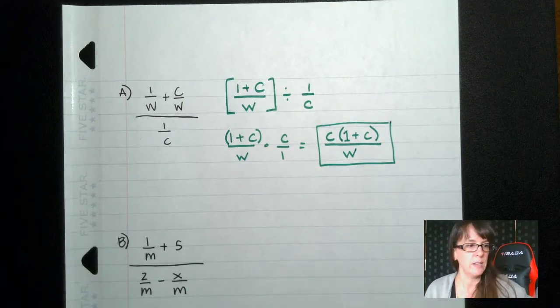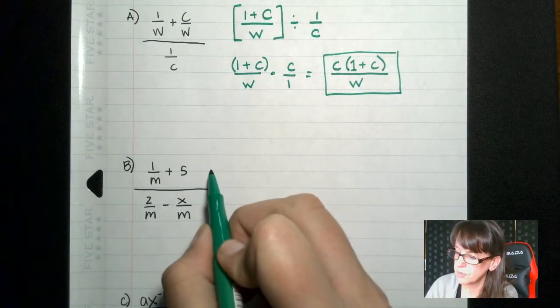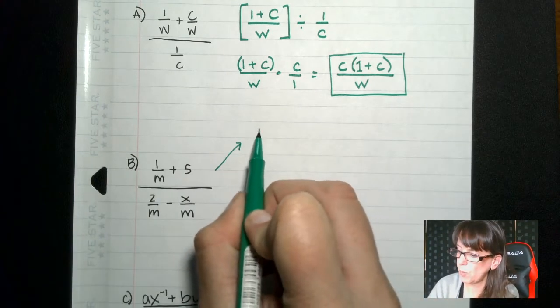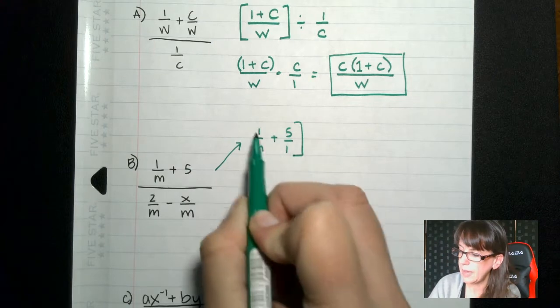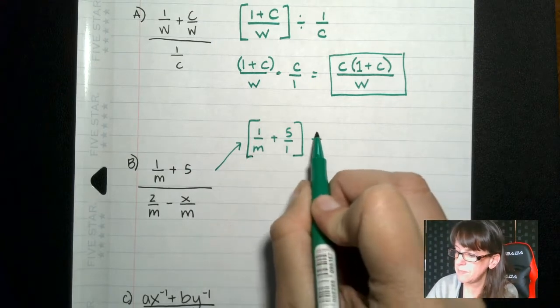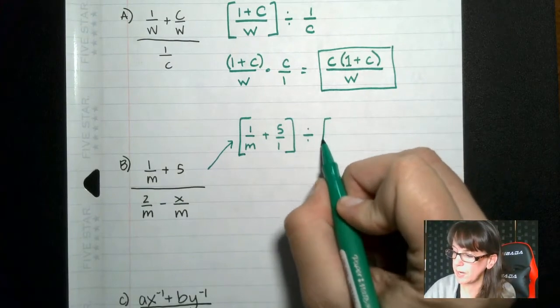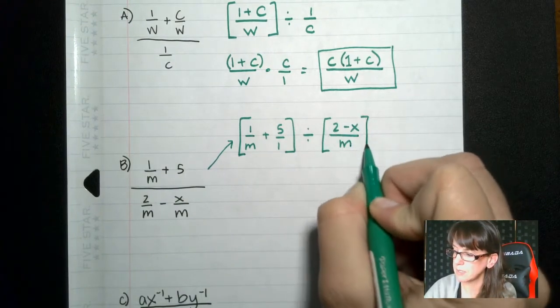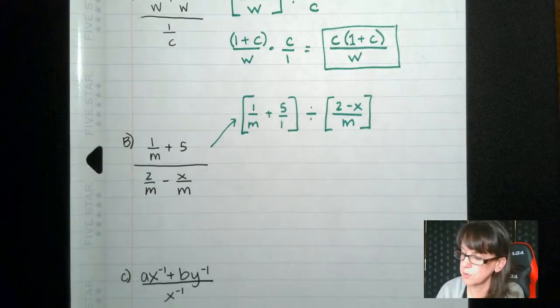Okay, so then we have this guy down here. So I'm going to kind of jump up a little so that I don't run out of space here. We have 1 over m plus 5 over 1. All of that is divided by, now this has a common denominator, so I'm just going to say straight away 2 minus x over m. That was nice and easy. Okay, so then what we've got are, I'm just making sure that was a 2 and not a z.